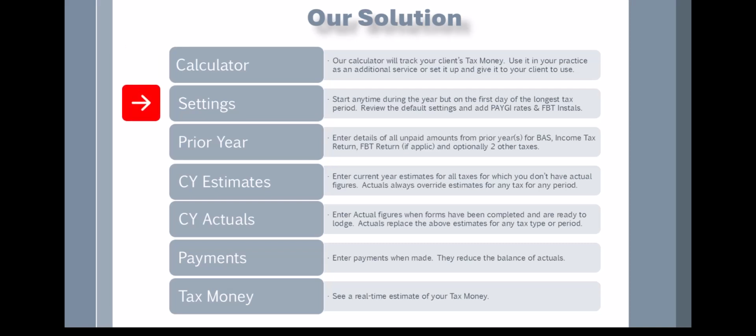Start using this calculator anytime during a financial year, but the start date for entering transactions must fall on the first day of the longest tax period. The first thing to do is review the default settings at that screen and make any adjustments as necessary. Add PAYG installment rates for each quarter and any self-assessed rates if higher than the ATO rate. Enter balances of all unpaid amounts up to the start date.